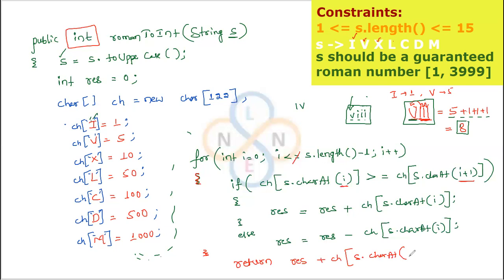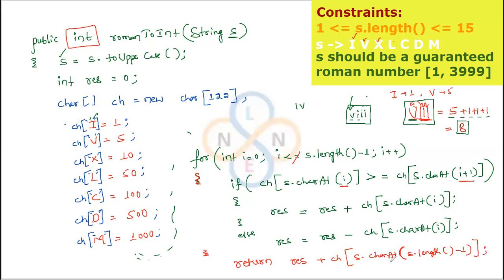Caret of i. But which i? Is it every i or only the last one? The last one, right? How to get it? Again, s dot length method minus 1. Then this is the closing of charAt and this is the closing of the ch.